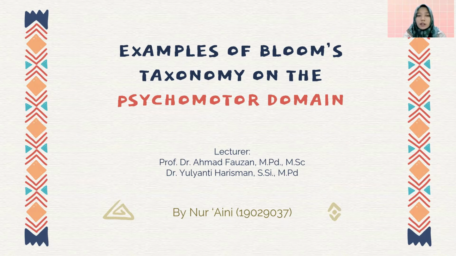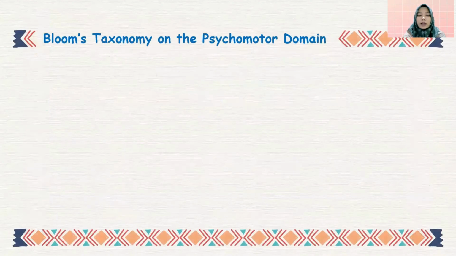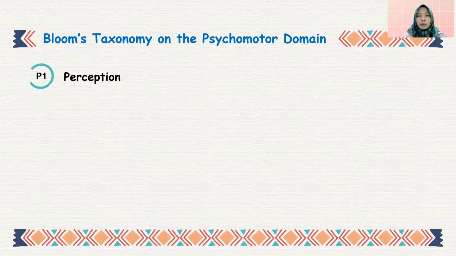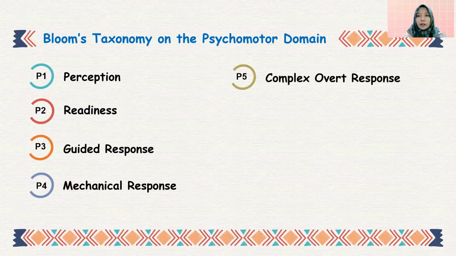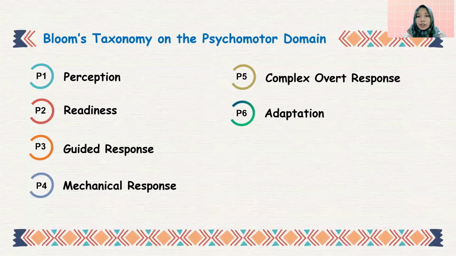In this video, I would like to give the examples of Bloom's taxonomy and the psychomotor domain. There are 7 levels in Bloom's taxonomy and the psychomotor domain: P1 perception, P2 readiness, P3 guided response, P4 mechanical response, P5 complex overt response, P6 adaptation, P7 creativity.